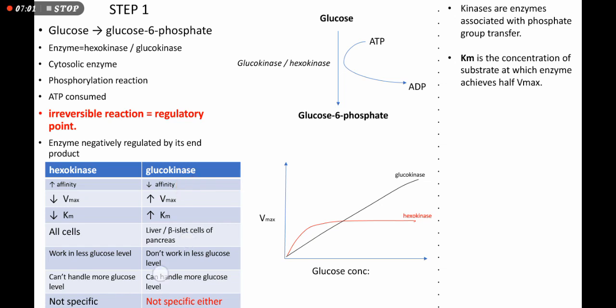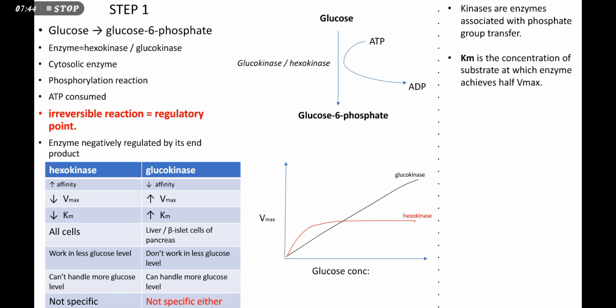These three differences I explained to you, but the fourth difference is that all cells contain hexokinase, but only the liver and beta cells of the pancreas contain glucokinase. Why? Well, the answer is very simple. All cells of our body receive a moderate concentration of glucose that is usually low. Because the Km of glucokinase is very high, glucokinase cannot work in low glucose concentration. But because the Km of hexokinase is low, hexokinase can work in low glucose concentration. That's why in all cells of our body we have hexokinase.